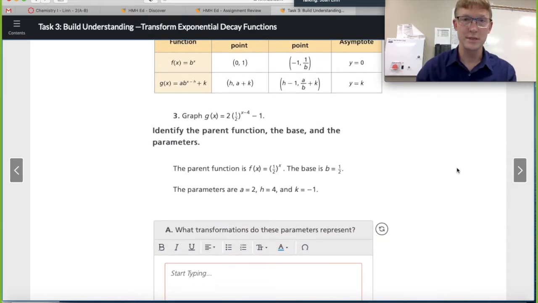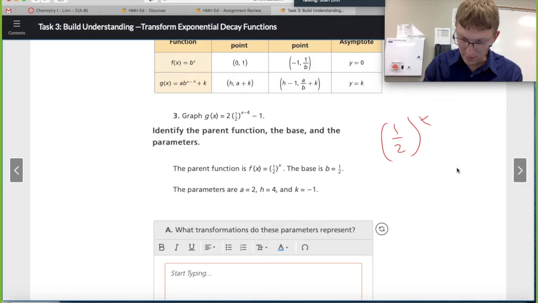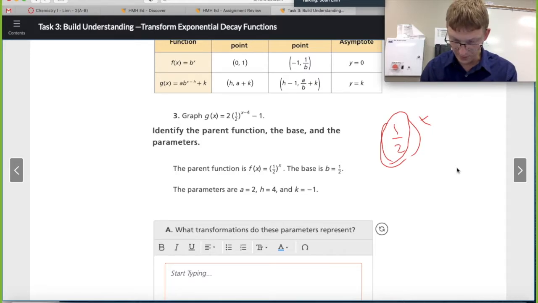So our first one says graph g of x equals all that stuff. So the first thing they want us to do is identify the parent function, the base, and the parameters. So our parent function is (1/2)^x, right? So our base is 1/2. So right there, our base is 1/2.